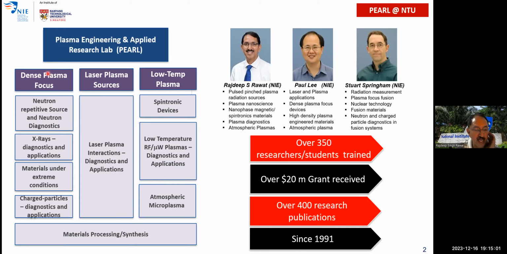This plasma focus work was started in our lab, initially called the plasma radiation source lab, PRSL. It was established in 1991, almost 33 years ago, by Professor Lee Sing, when he shifted from Malaysia to Singapore. After that, Stuart joined in 1994, Paul joined in 1996. I came first to Singapore in 1997, 98, and then I joined in 2000. So it has been in existence for more than 30 years, and it started with the plasma focus.